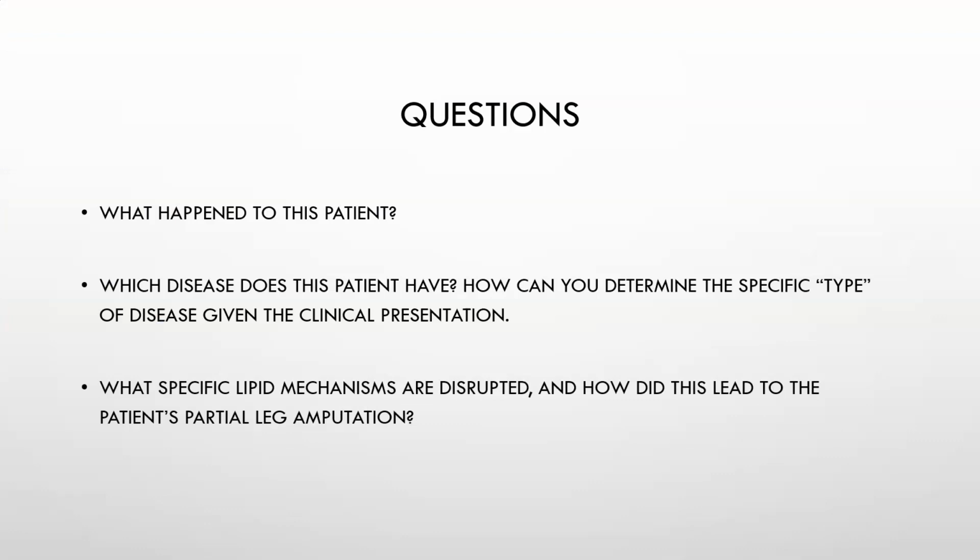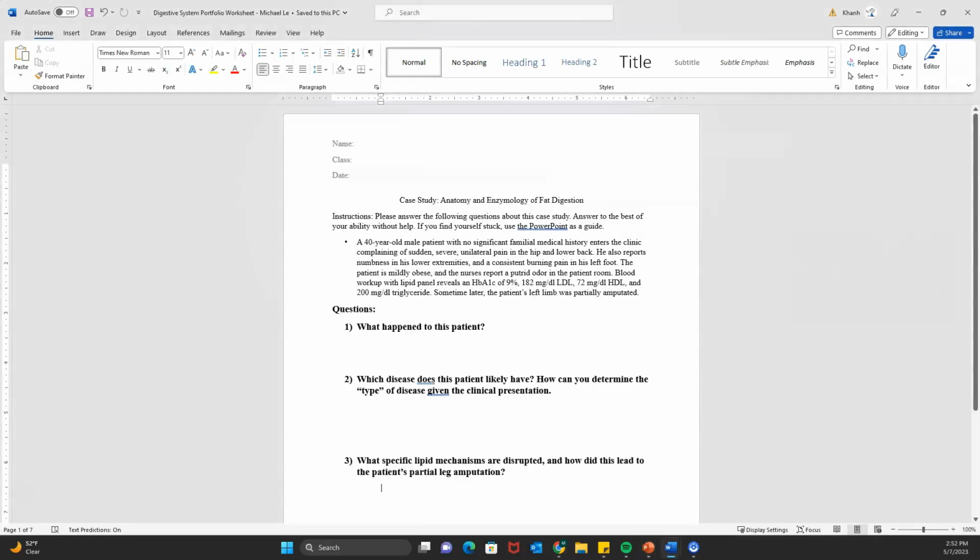Let's answer these questions now. I'm going to be doing this on a worksheet that you are able to see now. So, what happened to the patient? This patient is suffering from diabetic neuropathy. I'll briefly put it right here. Diabetic neuropathy occurs from damage to peripheral nerves by high concentrations of blood glucose, which is related to those low density lipoproteins, as I've mentioned before.